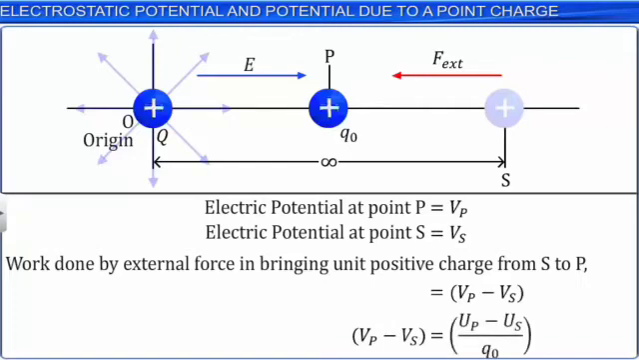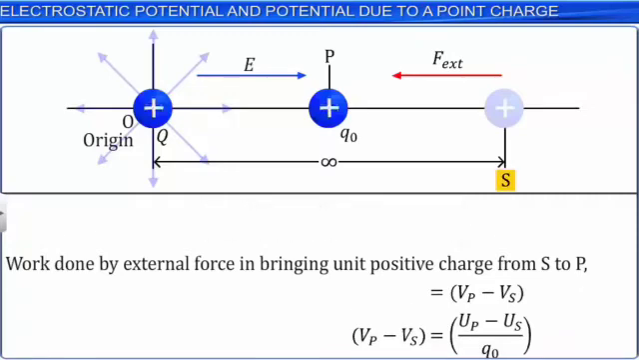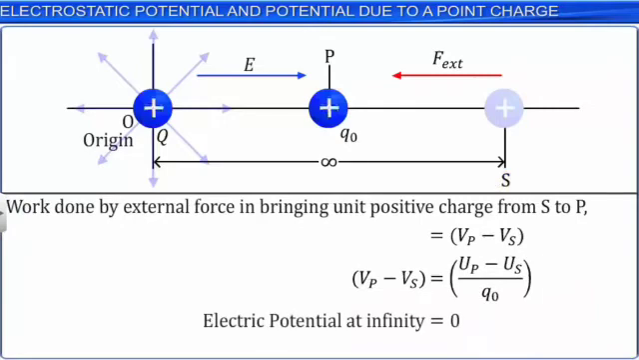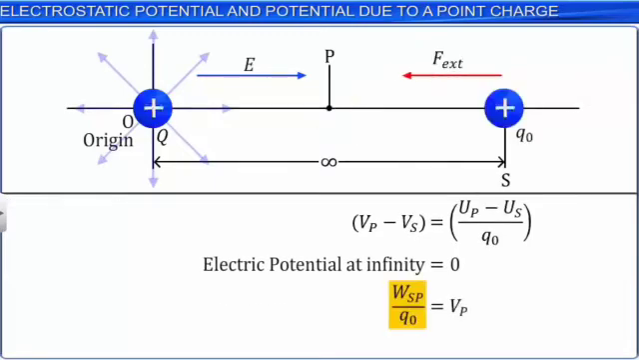Choosing S to be at infinity and also the electric potential at infinity as 0, the work done by the external force to bring the unit positive charge from infinity to point P in the electric field is equal to the electric potential VP at point P. The electric potential V at any point in the electric field of a charge configuration is equal to the work done to bring a unit positive charge from infinity to that point in the electric field.